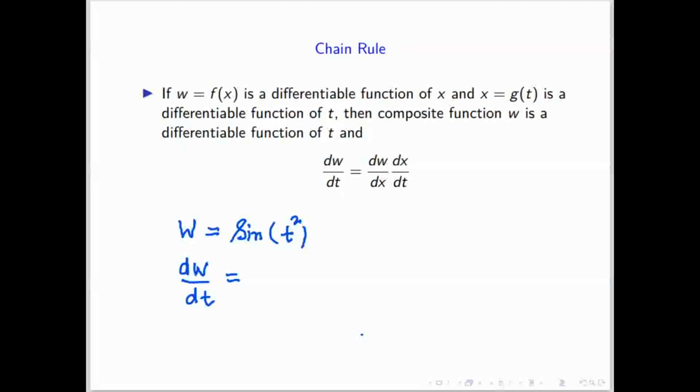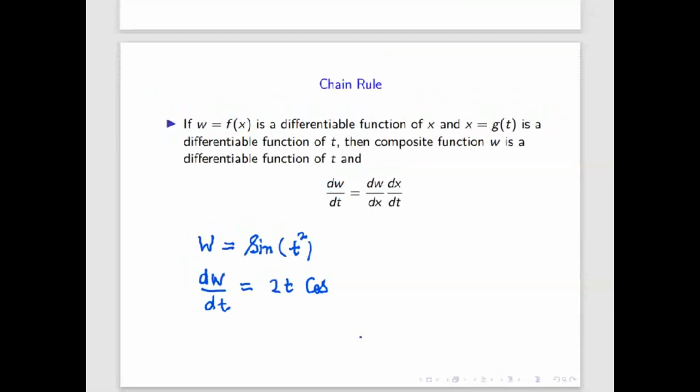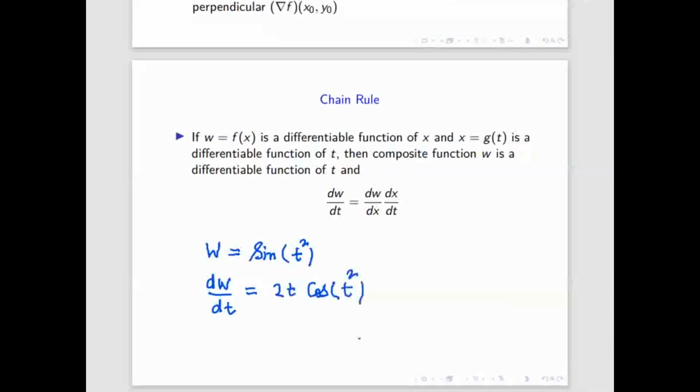Yes, 2t cos t square. So the question is how you are finding the differentiation. 2t into cos t square. So what you are doing, you are first differentiating sine function, and you are getting cos, and then you are differentiating t square, and that derivative is coming 2t.